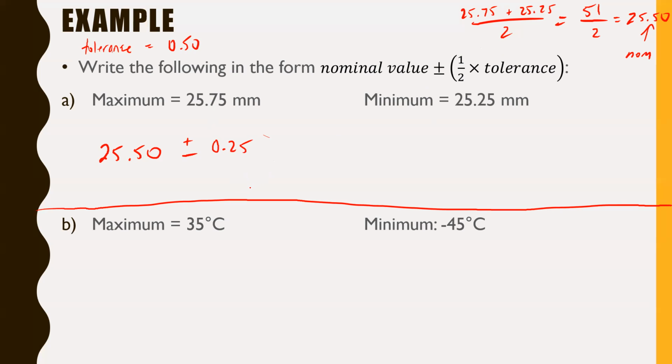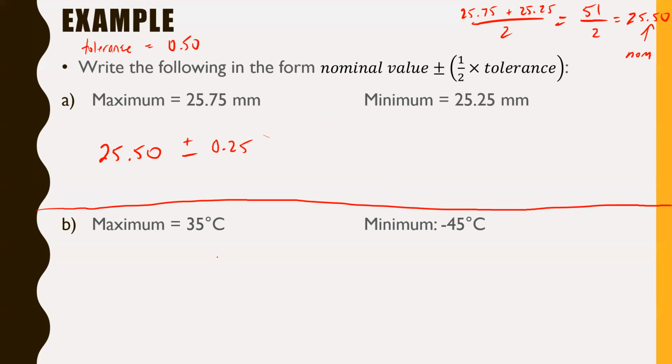I apologize. So just to go over it one more time, to find the nominal value, just find the average between your maximum and your minimum. That's where you add them together and divide by 2. To find your tolerance, you just find the distance between the two. So you just have to subtract your maximum and your minimum. And then of course, 1/2 times that tolerance, that's what we're adding and subtracting.